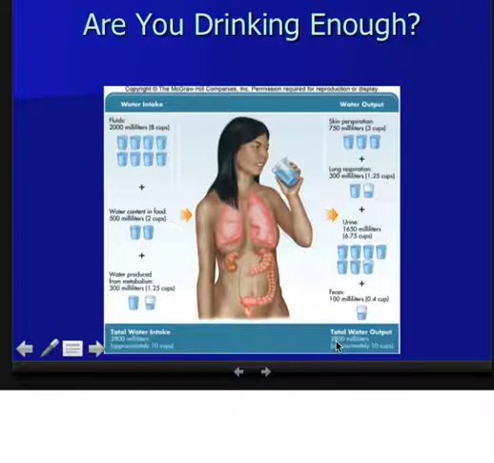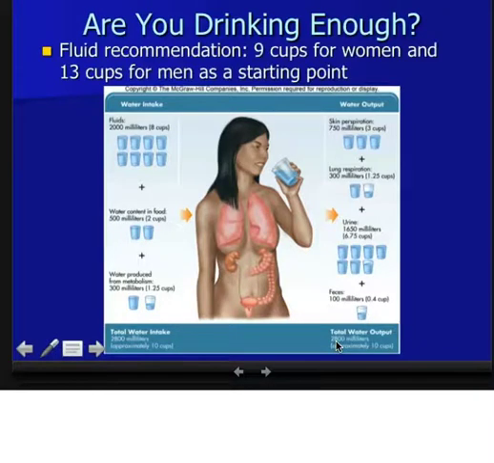That would result eventually in tissue edema and electrolyte imbalance. So, in normal individuals, this isn't the case. The urinary system and transpiration and sweating work as they're supposed to, and so generally our water intake should equal our water output. Fluid recommendations are 9 cups for women and 13 cups for men as a starting point.